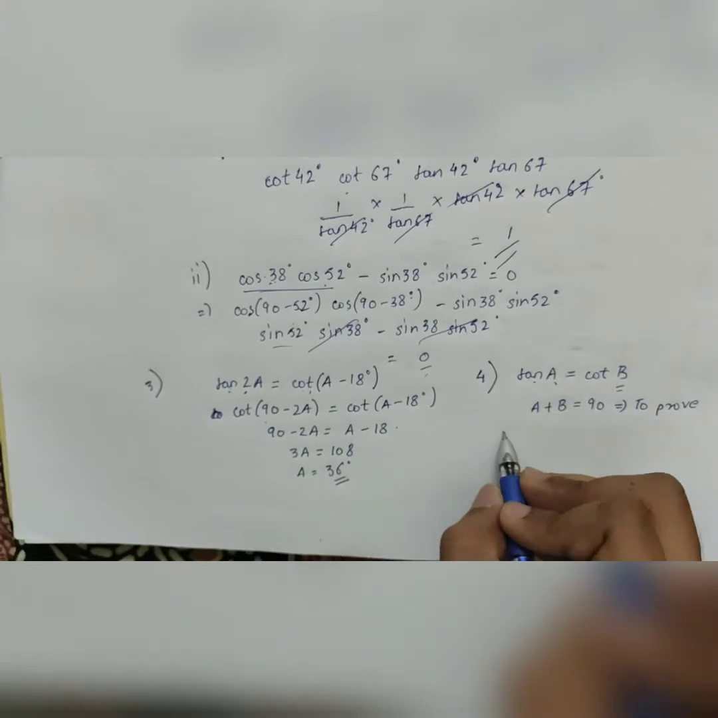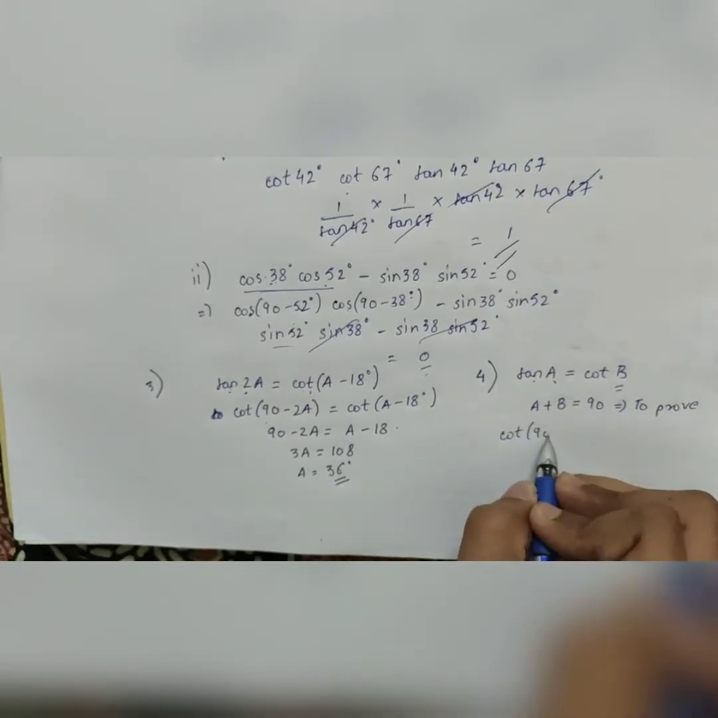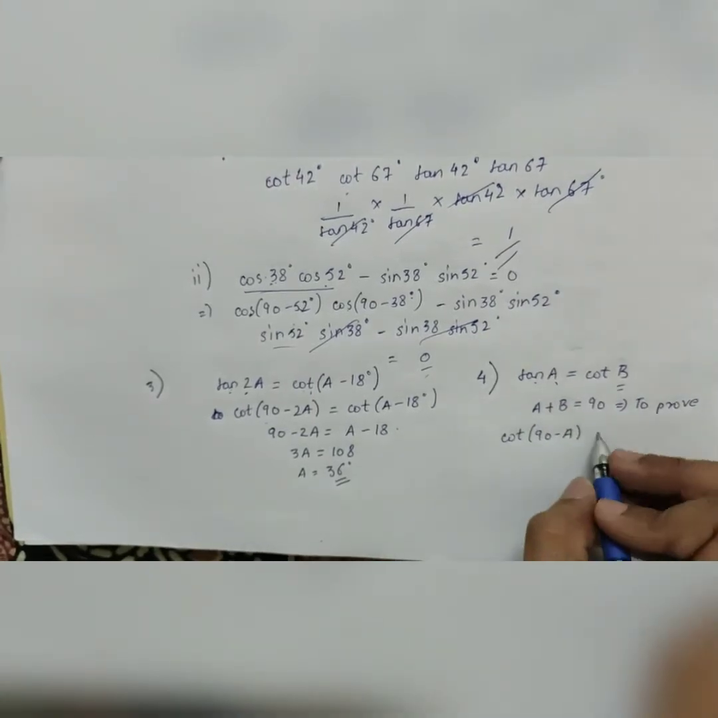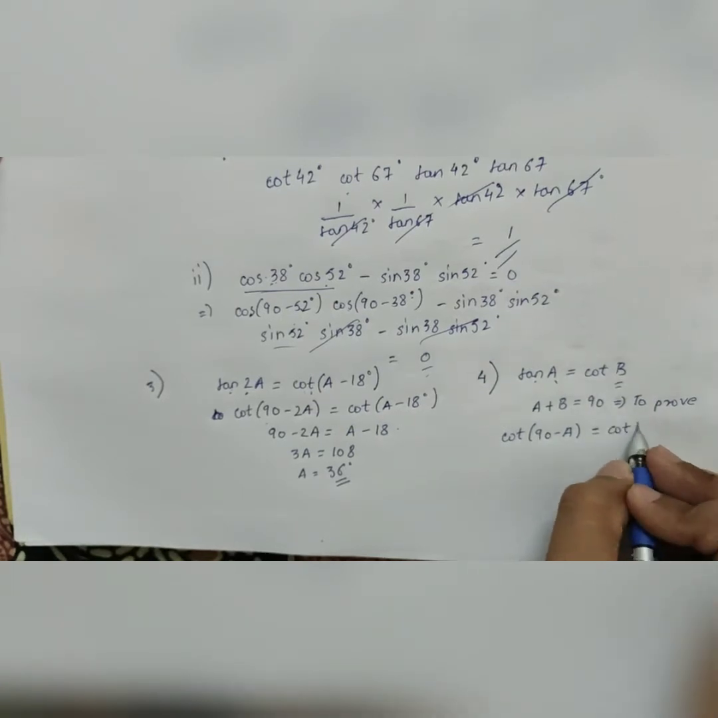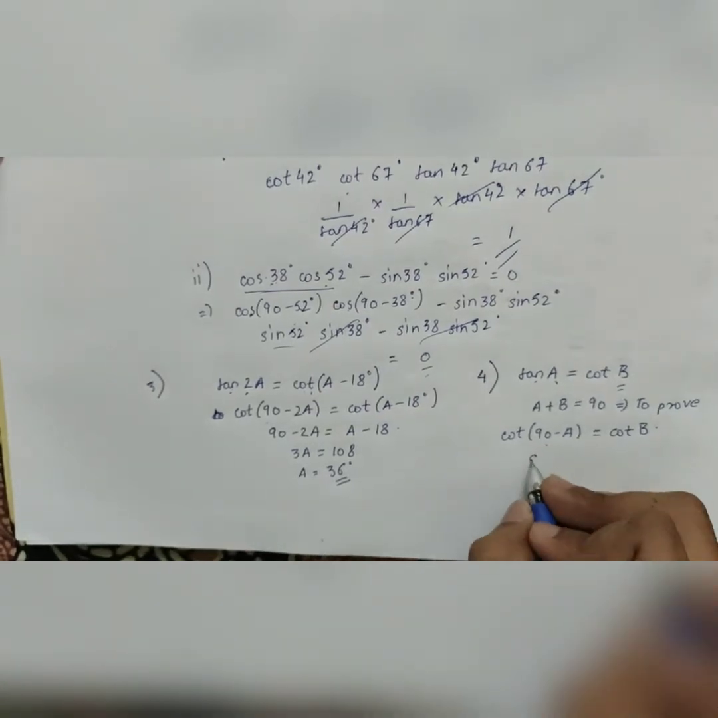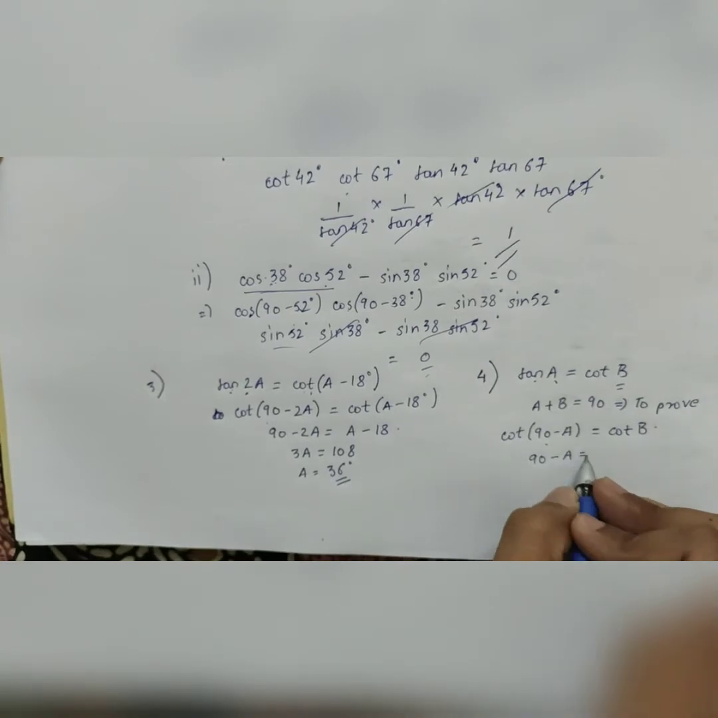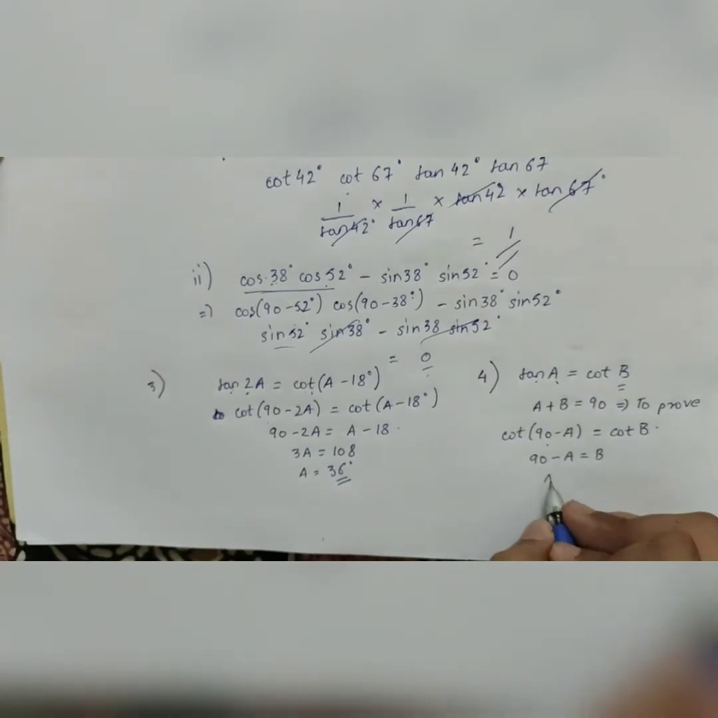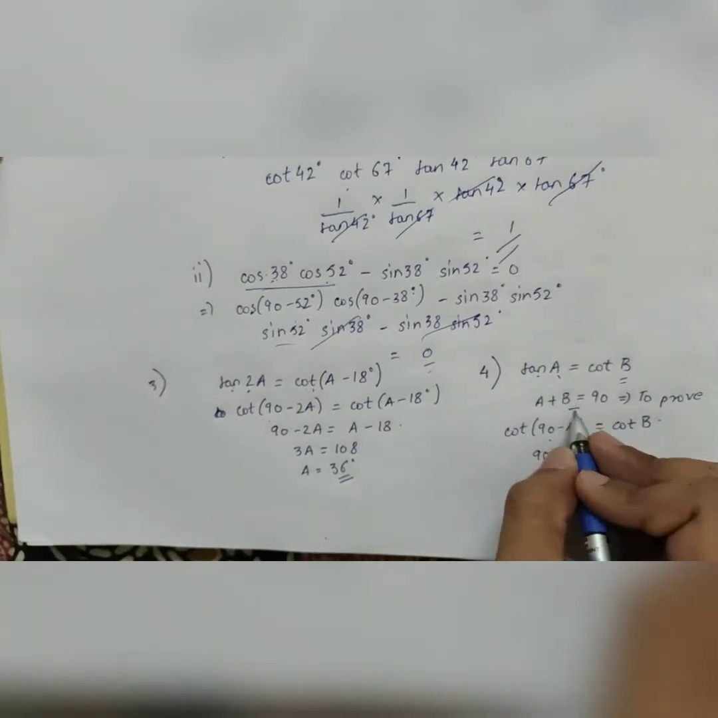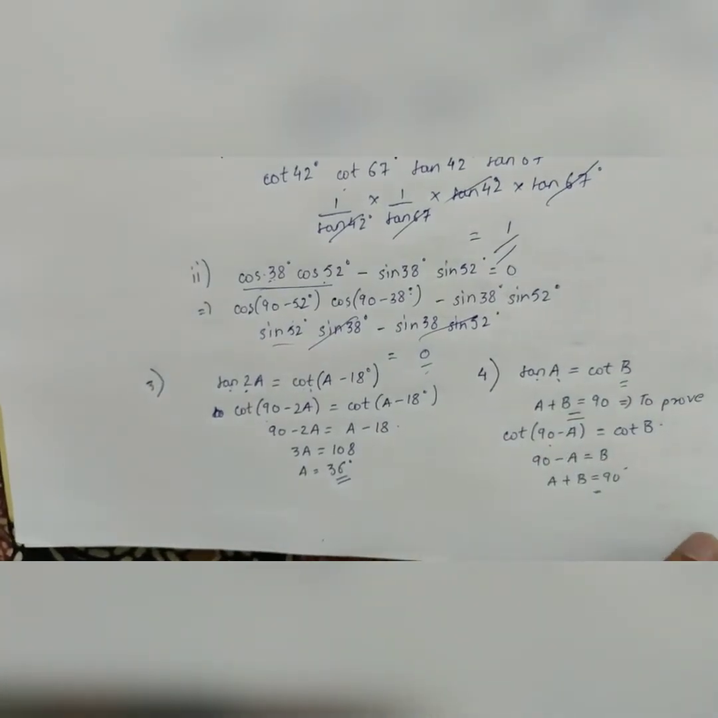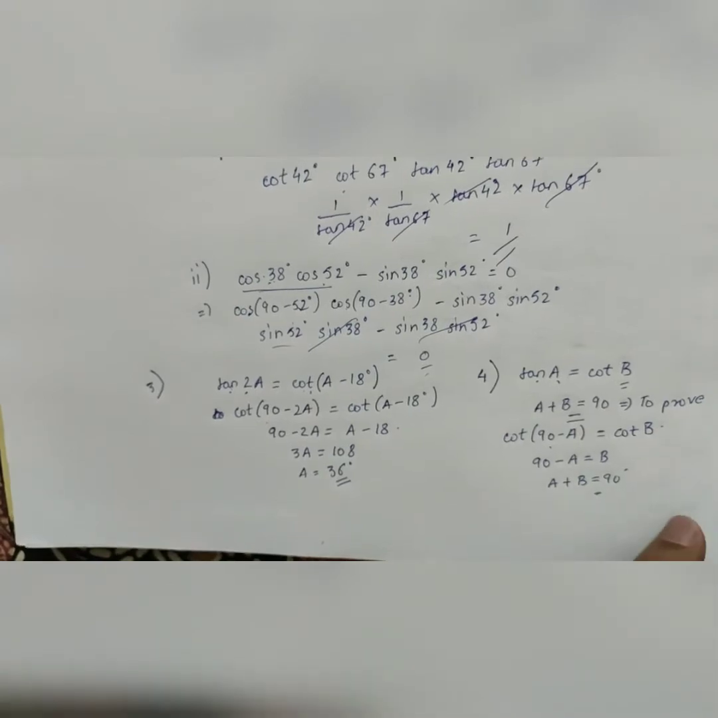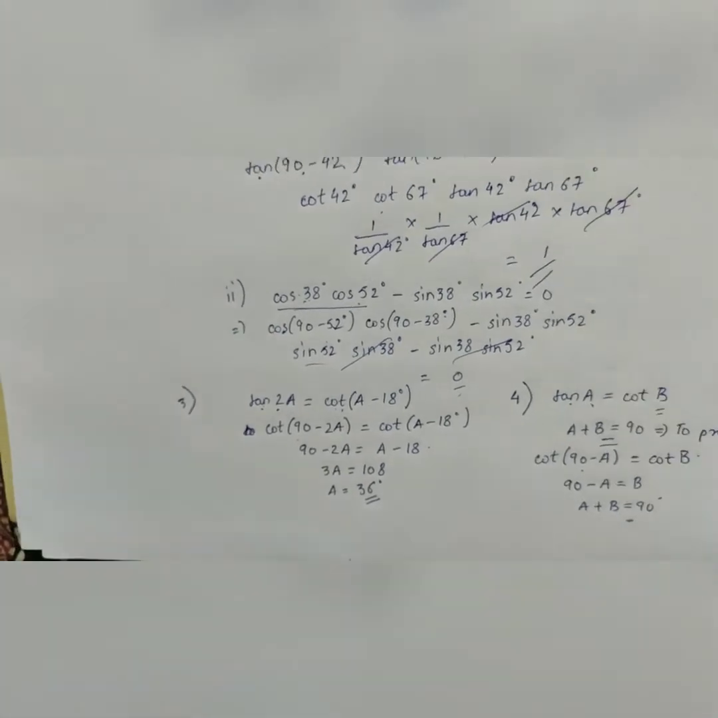So tan a we can write as cot 90 minus a, as we have used in the previous question also, the same thing. Just compare the angles now. 90 minus a is equal to b, so just simplifying, a plus b is equal to 90 degree, and that is what we need to prove. So these are very simple questions that might be asked as a 1 mark question if you appear in any exam. So let's move on to the fifth question.